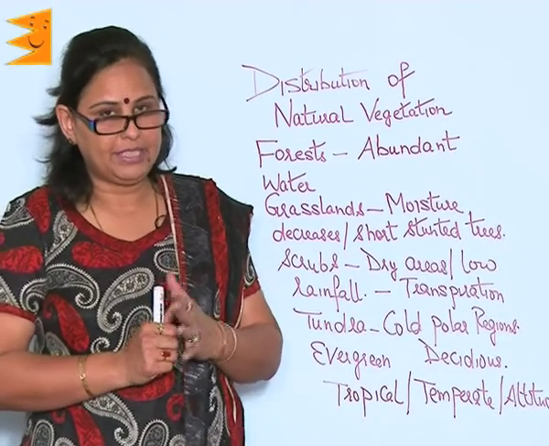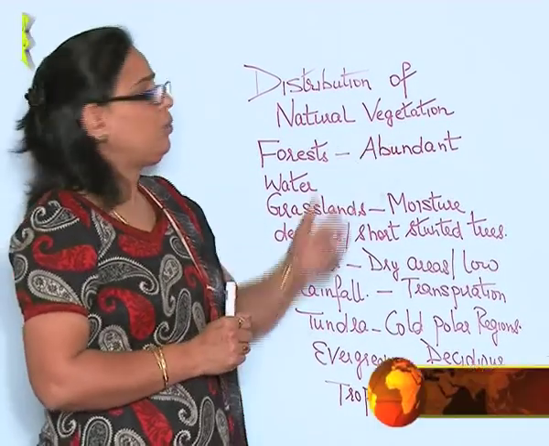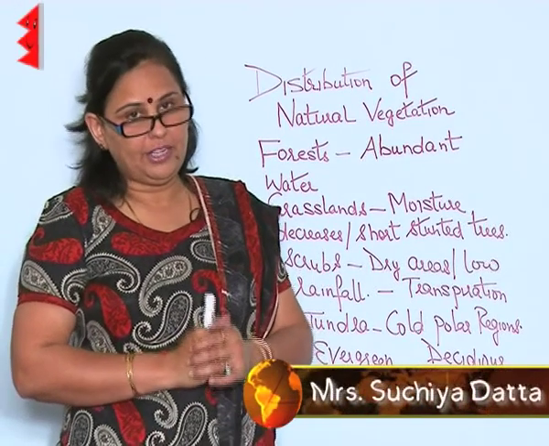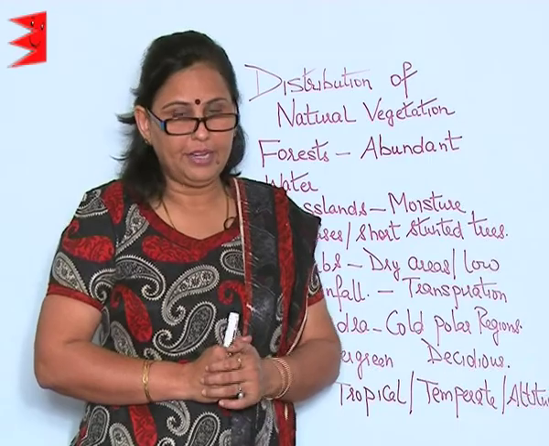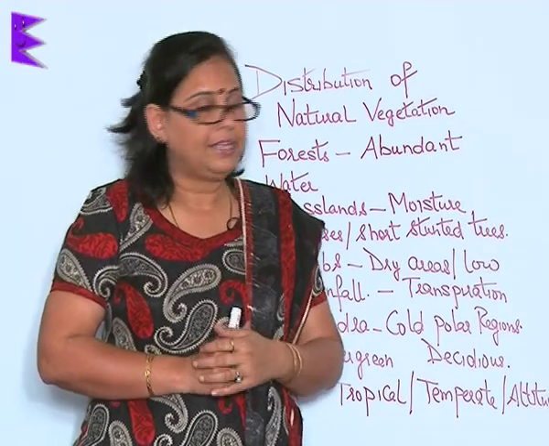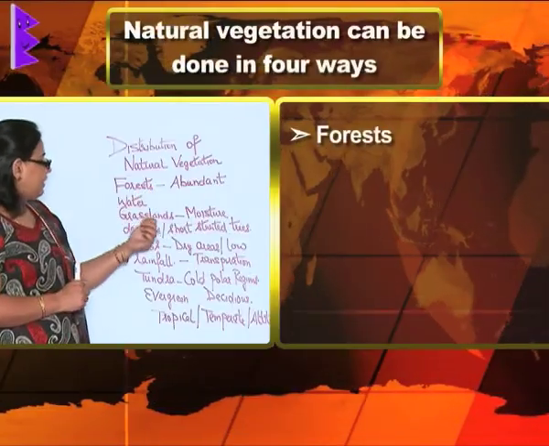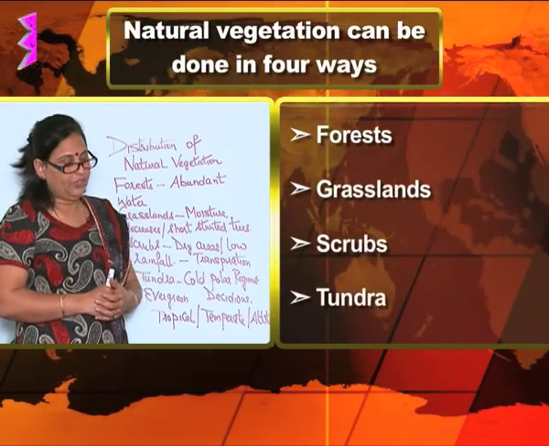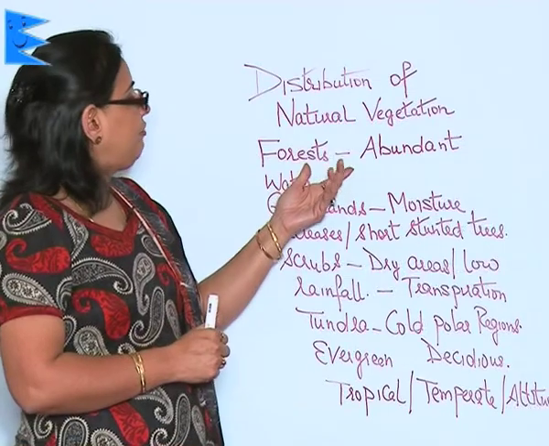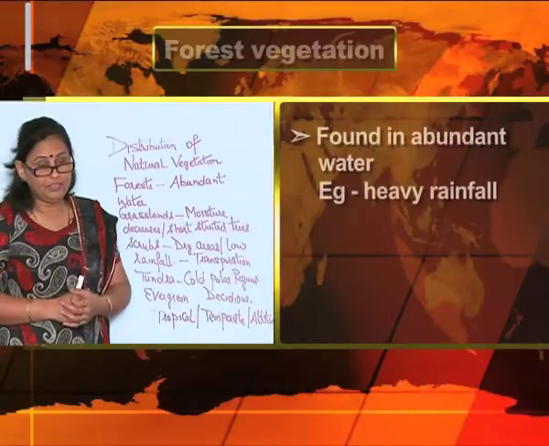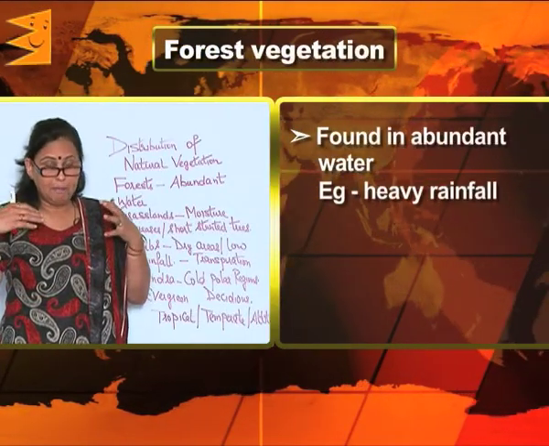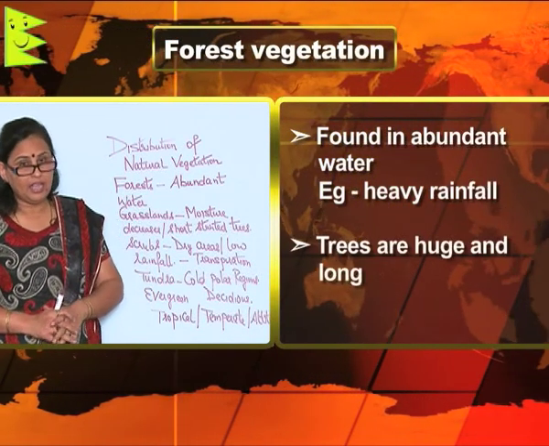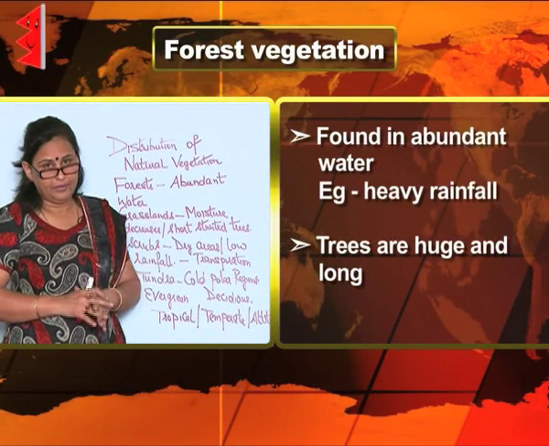Now we shall be discussing the distribution of natural vegetation. The classification of natural vegetation can be done in 4 ways, that is the forest, grasslands, scrubs and the tundra vegetation. When I talk of the forest vegetation, it is found at a place where there is abundant water, that is heavy rainfall, and the trees are huge and long.